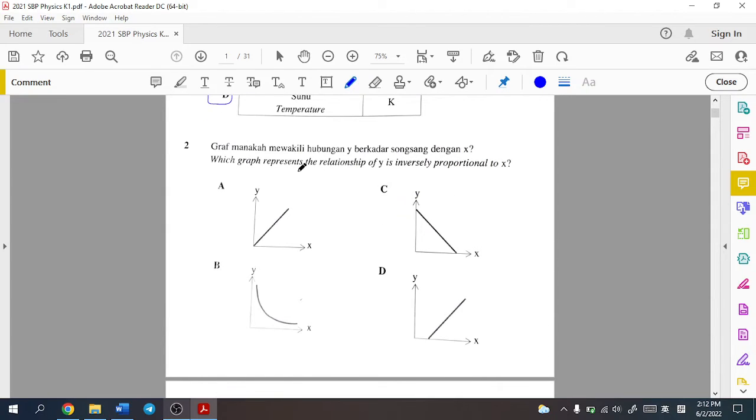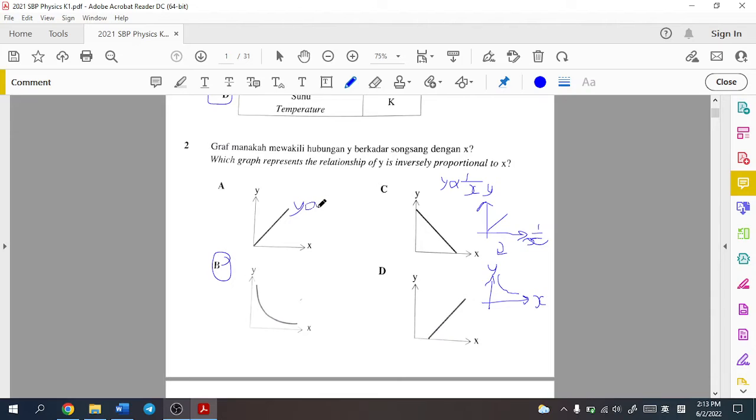Next, which graph represents the relationship of y inversely proportional to x? So y inversely proportional to x should be like this. So when it is inversely proportional to x, you get a graph like this. But when you convert it to y against 1/x, where the x-axis is 1/x, it will become like this. So the answer should be B.